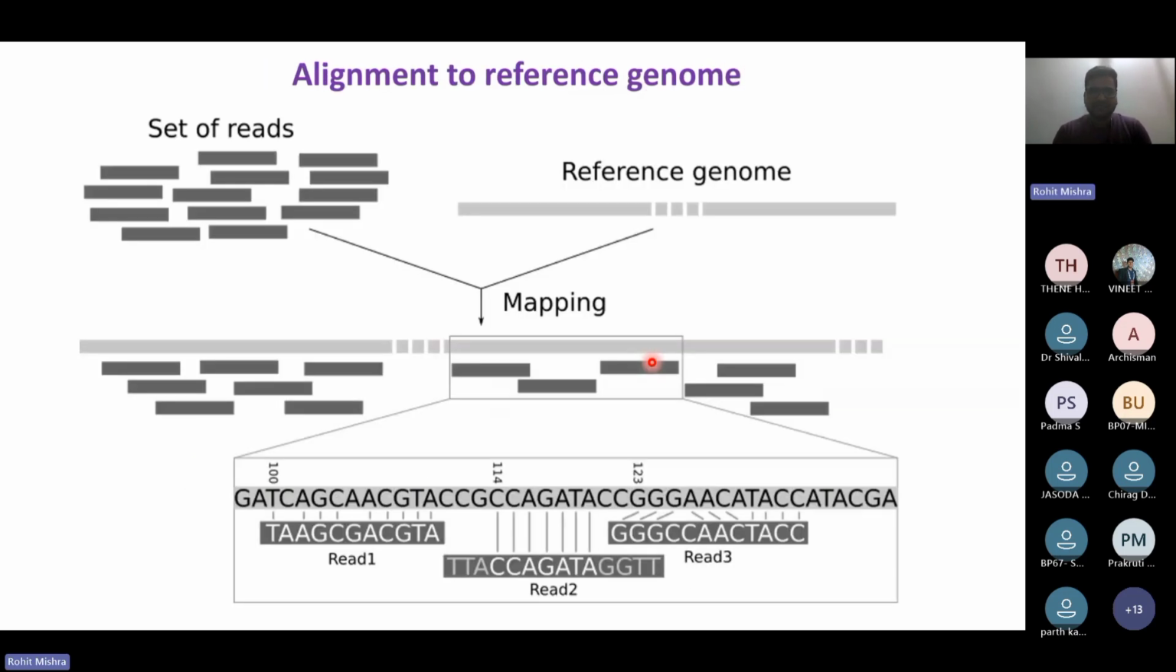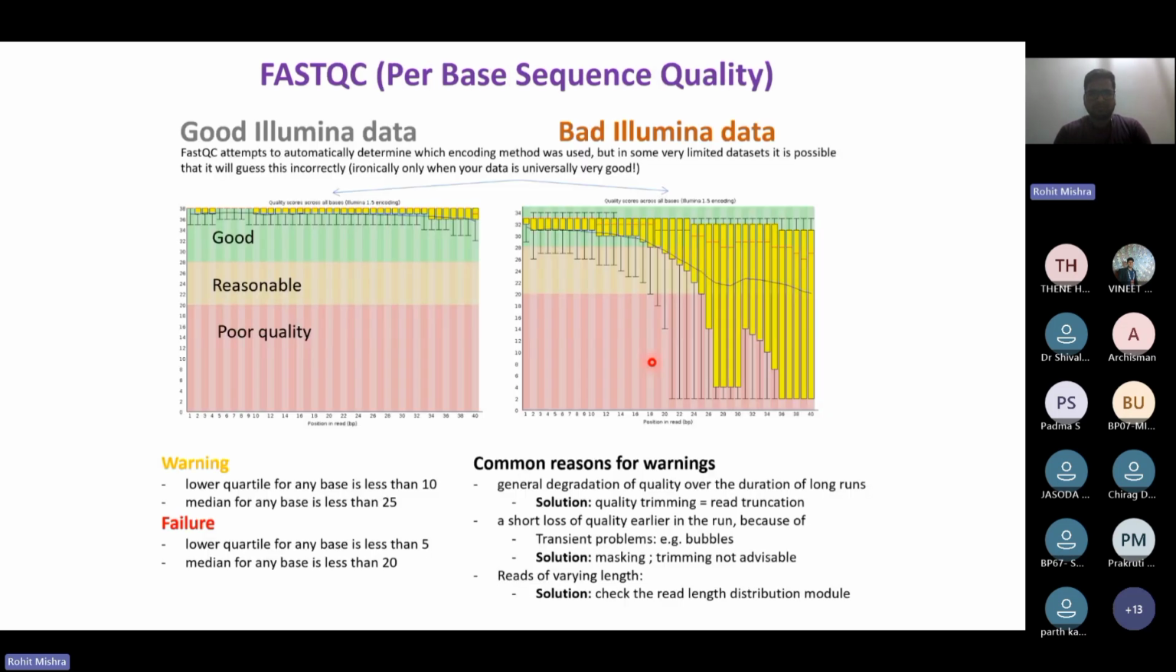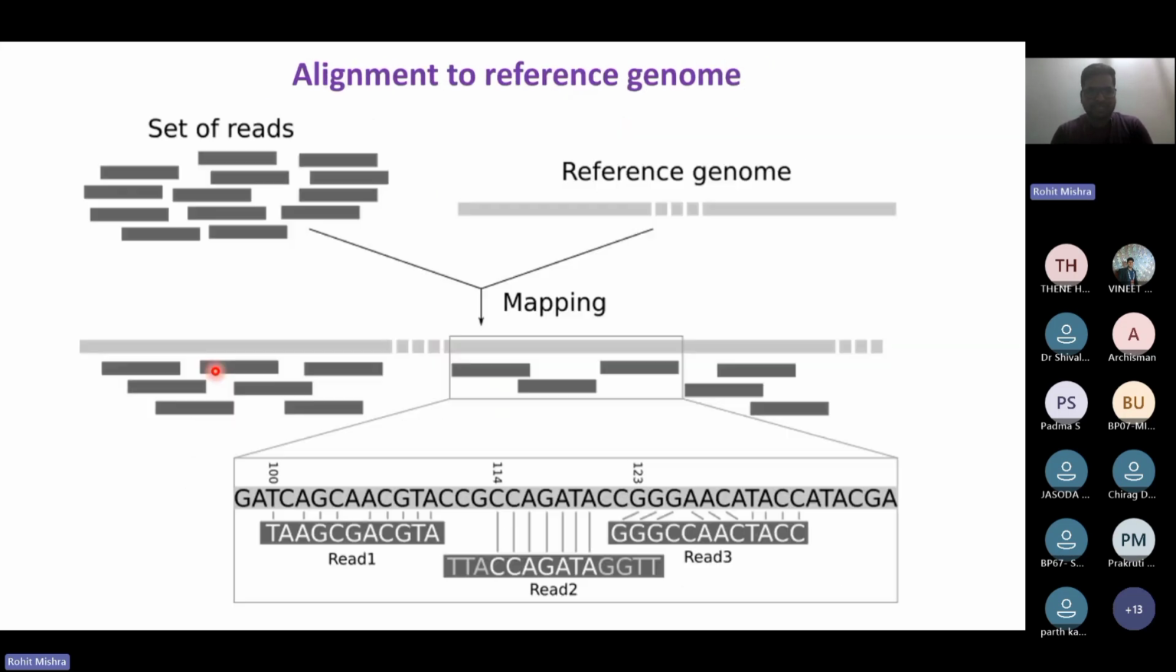So once we have this FASTQ data and have confirmed whether it is good quality or bad quality data, when we have bad quality data, we perform trimming. For example, you can trim to 20 bases: we take all the reads which are 20 bases long, and the rest we can eliminate. If it is good quality data, we can directly perform the variant analysis.